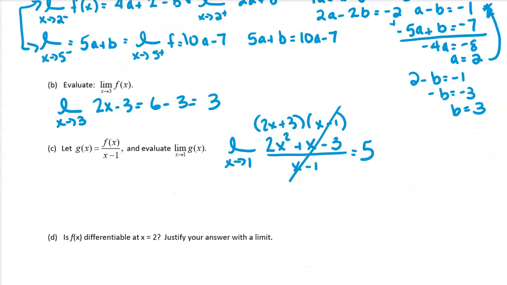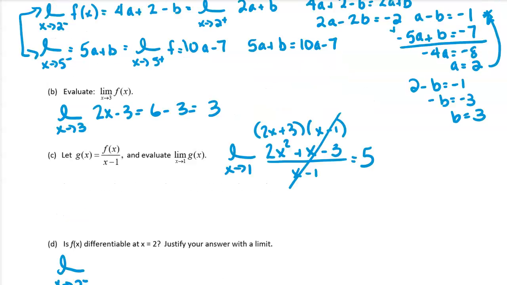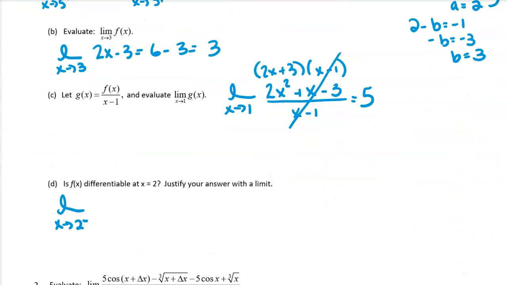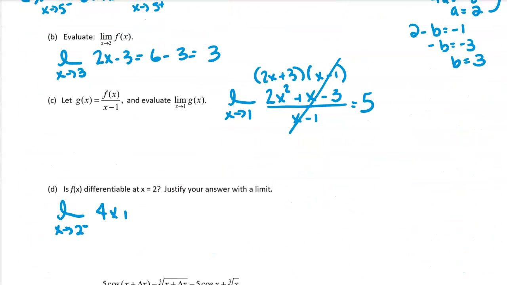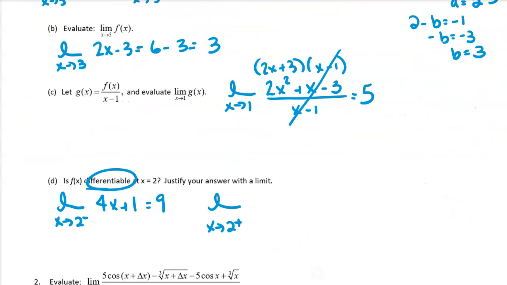So the limit as x approaches 2 from the left of 4x plus 1 is equal to 9. And the limit as x approaches 2 from the right, again, of the derivative, well, that's a constant, 2. And 9 does not equal 2, so it's not differentiable.